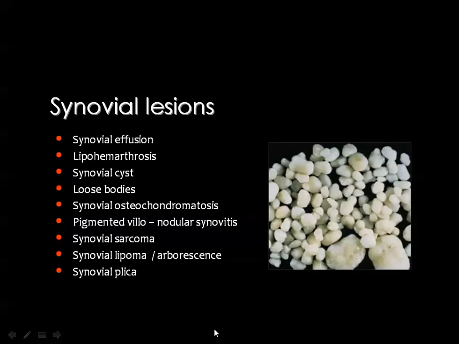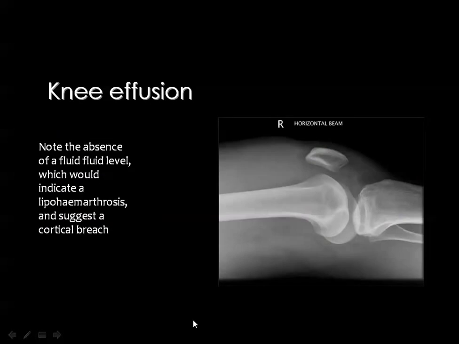Then we came to the synovial lesions, and we want to have some knowledge about the synovial effusion, lipohemarthrosis, synovial cysts, loose bodies, osteochondromatosis, pigmented villonodular synovitis, synovial sarcoma, synovial lipoma, and synovial plaque. Starting with the effusion, knee effusion is usually diagnosed clinically by pressing the patella against the femur, and you can appreciate the swelling of the knee.